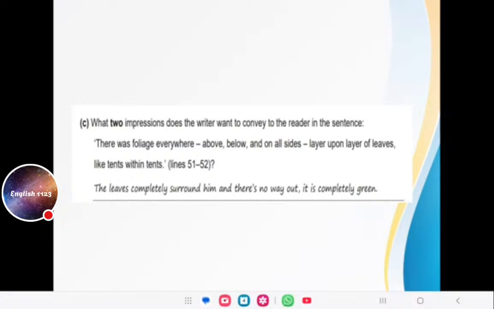Question number 2 of E1. So the question is, this is from specimen paper. What 2 impressions does the writer want to convey to the reader in the sentence?